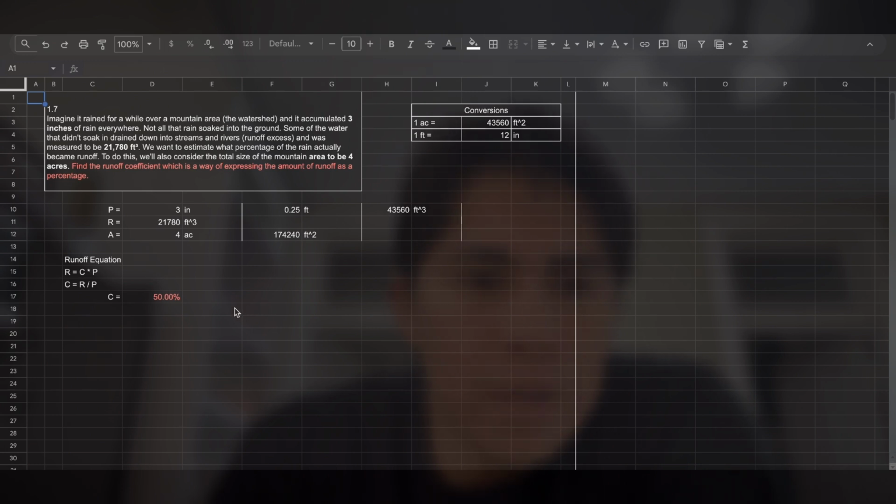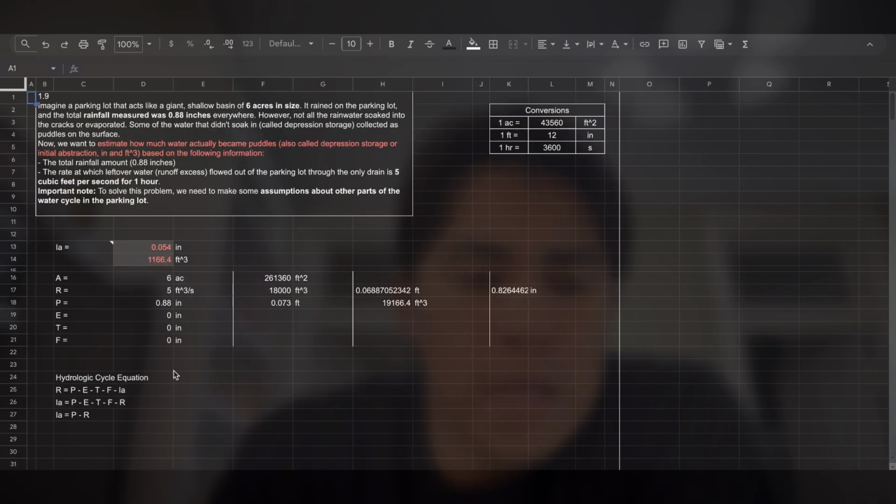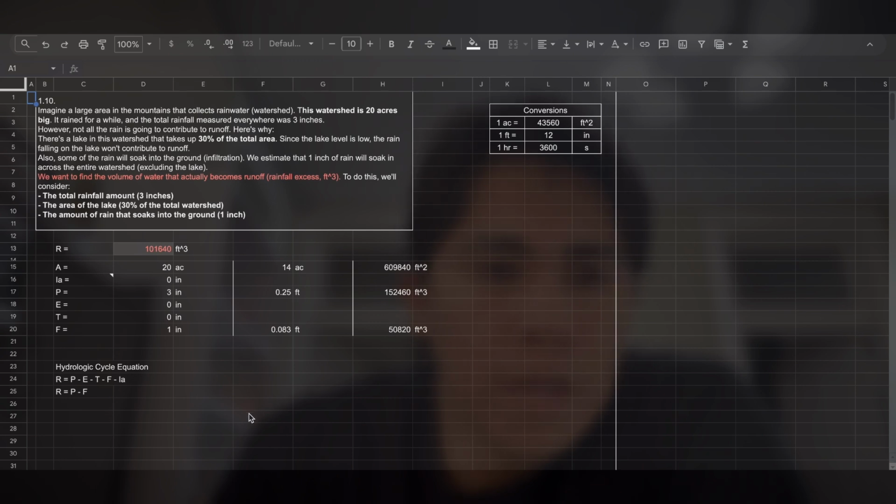So we started with learning about the runoff coefficient equation. R equals the runoff coefficient times the precipitation. That was the very first problem that we solved. And then we used the hydrologic cycle equation a lot, actually, in quite a few problems in very different scenarios. In this problem as well, we use the hydrologic cycle equation mainly to get familiar with each of the terms of the hydrologic cycle equation.